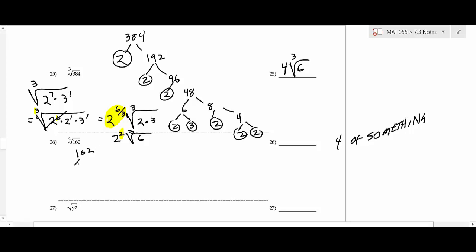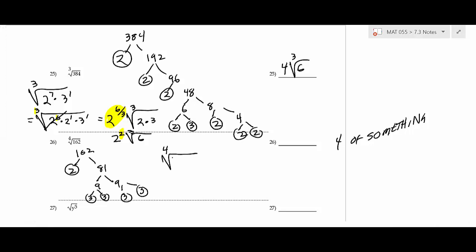So let's start this one by doing 2 and 81. 2 is prime. 81, you could do 9 times 9 if you want to. 9 is 3 times 3, and then that second 9 is 3 times 3. So we're going to write this as the 4th root of 162. What do you have in this factor tree? 2 to the 1st, and then what? 3 to the 4th. Everybody with me on that factor tree?